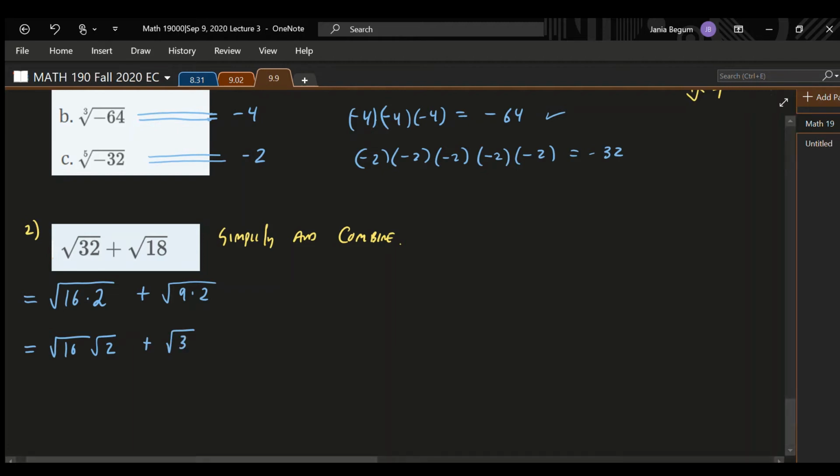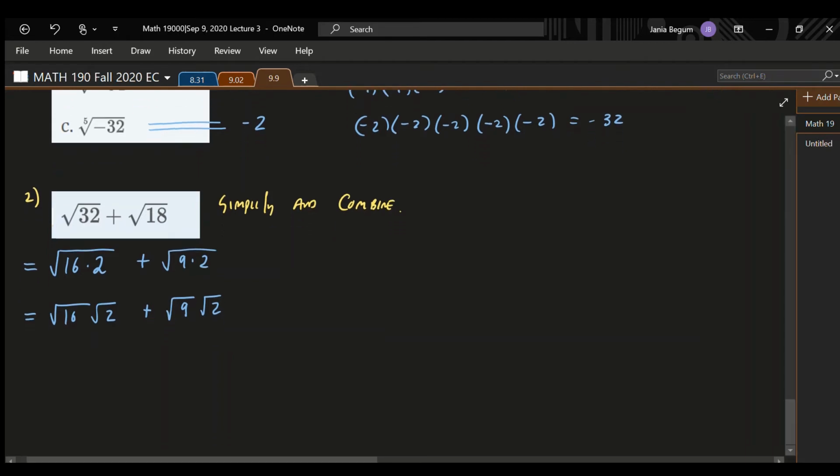No, sorry, I'm moving ahead, right? But that was wrong anyway. Okay, back to where I was. I use the property to separate the radicals. Now what do I do? Help me out, guys. Good. So you're almost done.